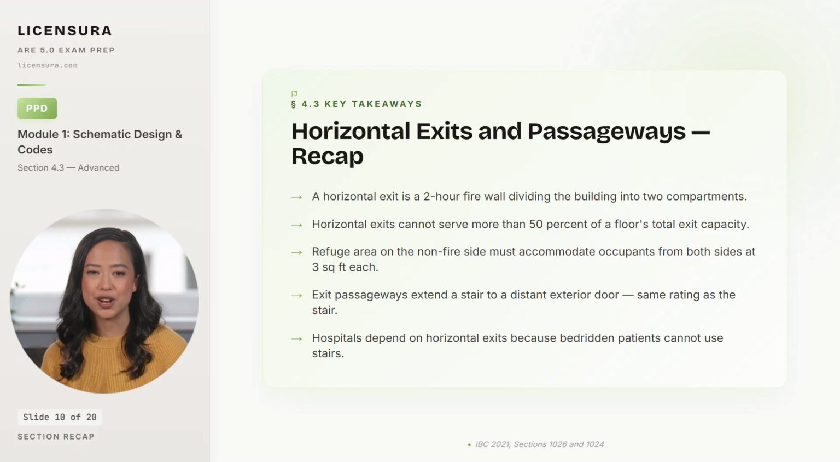Third, the refuge area on the non-fire side must hold occupants from both sides combined at 3 square feet per occupant, with self-closing doors swinging in the direction of egress travel. Fourth, an exit passageway is a fire-rated horizontal corridor that extends an exit stair to a distant exterior door, carrying the same rating as the stair enclosure, with no openings except those serving the passageway itself. And fifth, hospitals and other I-2 occupancies depend on horizontal exits because bedridden patients cannot use stairs. Get the rule wrong on an I-2 design, and the project fails plan review, and the firm absorbs the redesign.